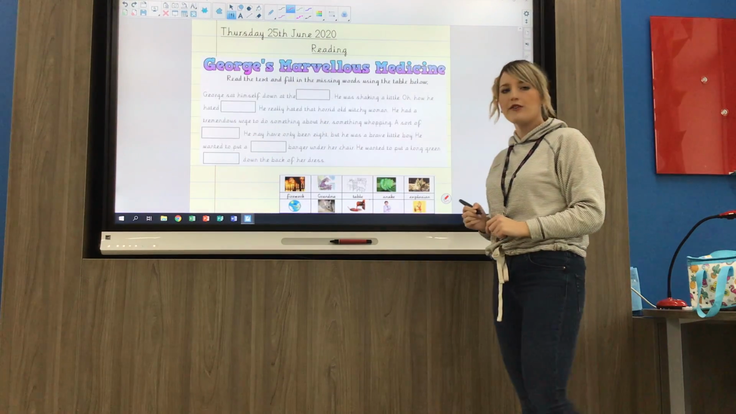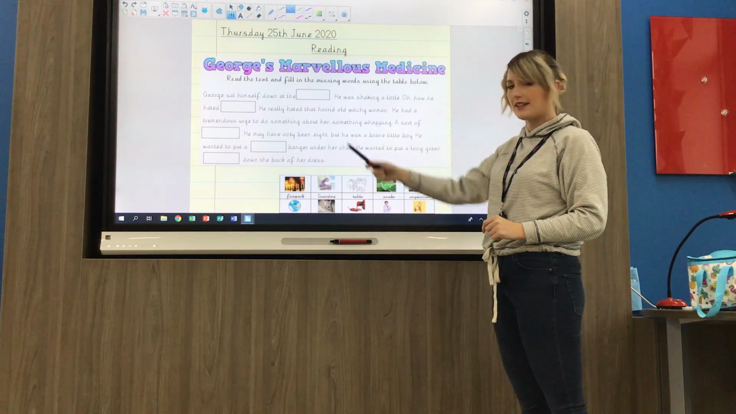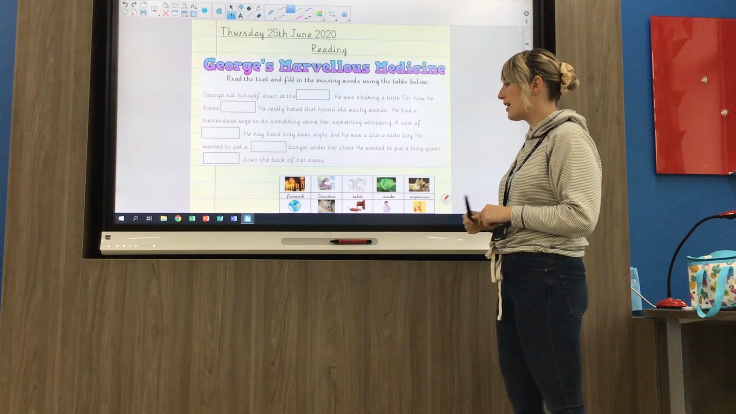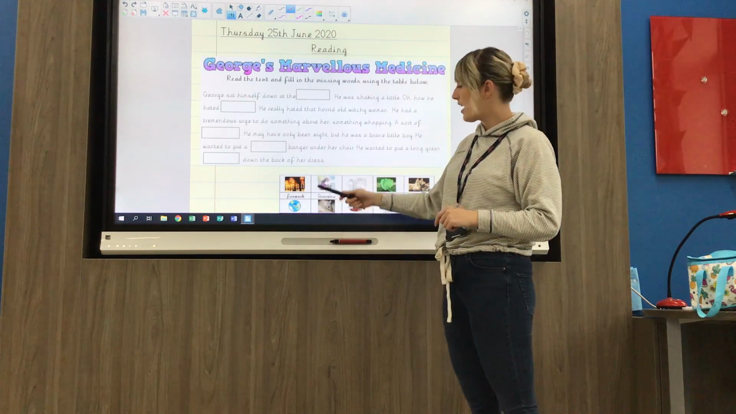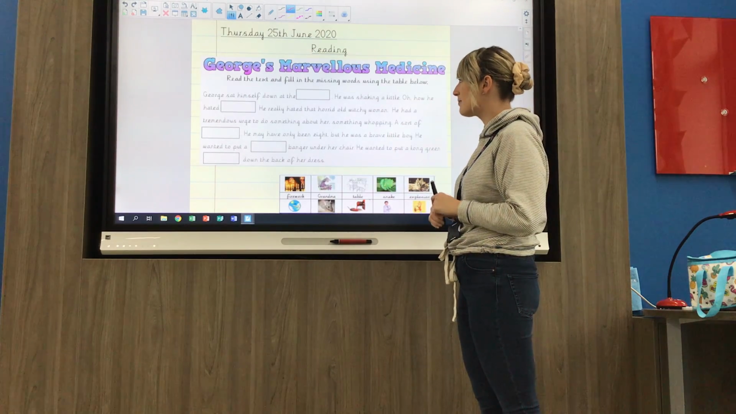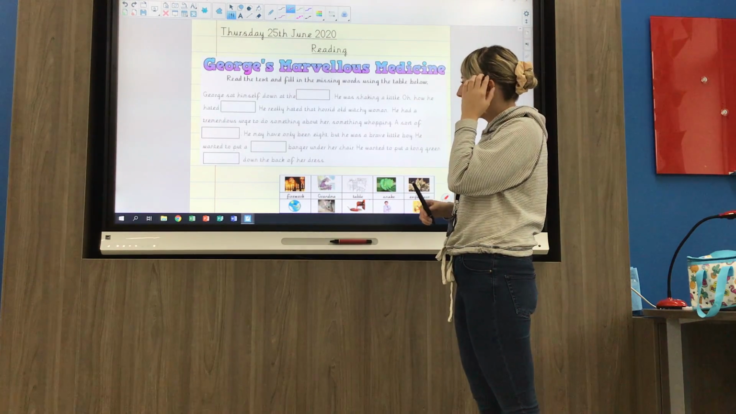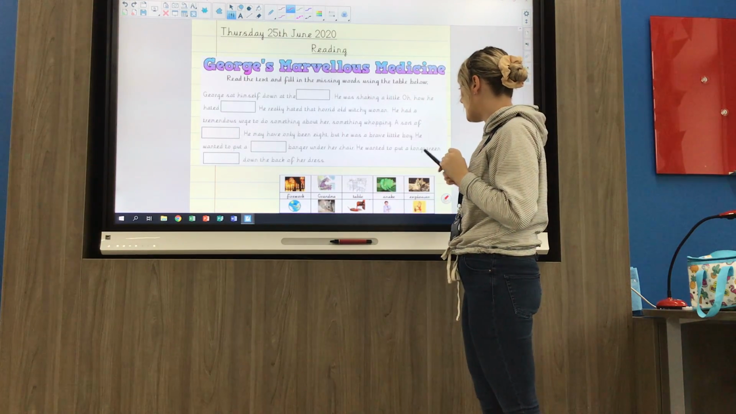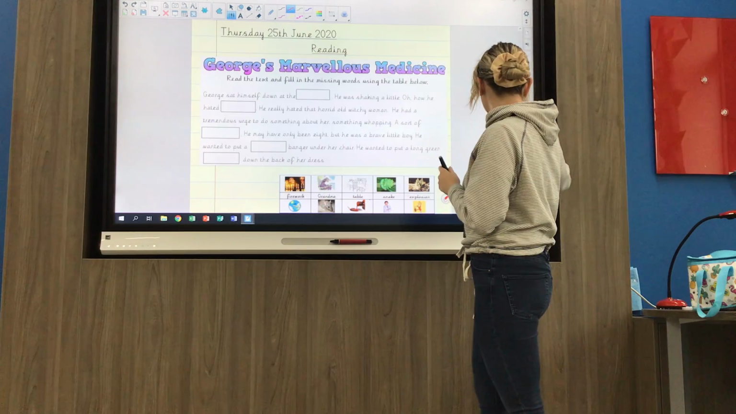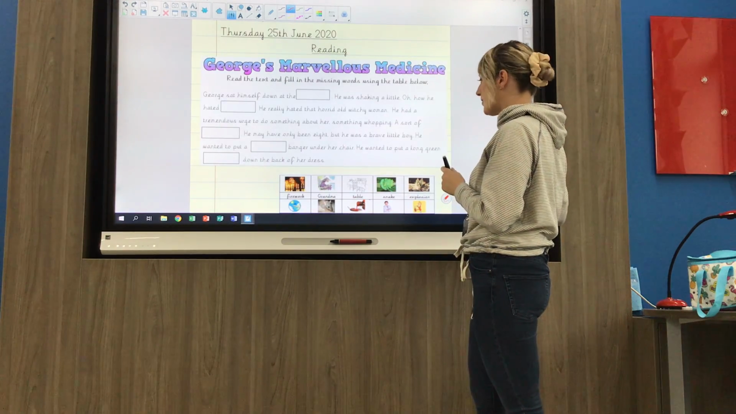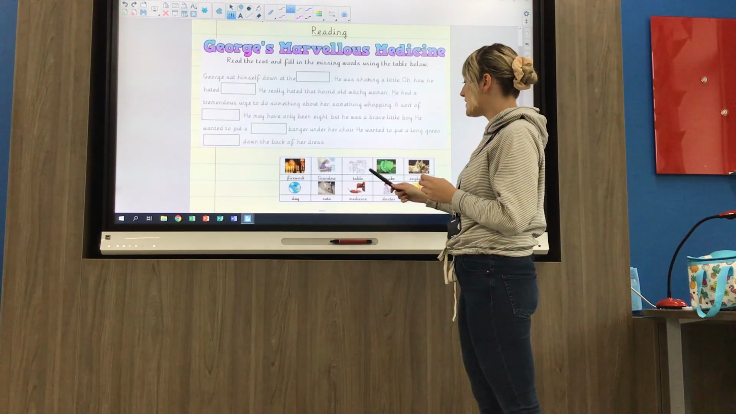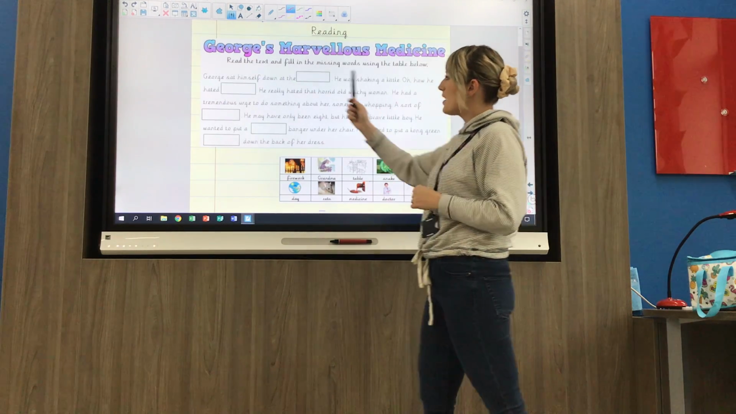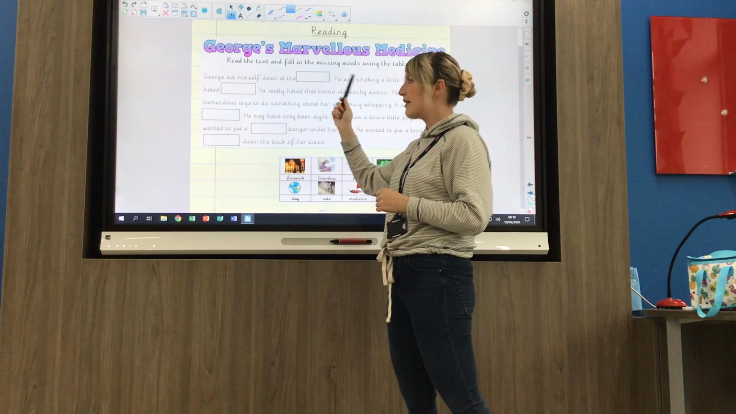And then we've got some text and we've got some missing words in a table. Okay, there are pictures to help you if you're struggling with your reading. Okay, so we've got firework, grandma, table, snake, explosion. Scroll down a little bit. Day, rats, medicine, Dr. George. Okay, so you're going to read the text and find the missing words.